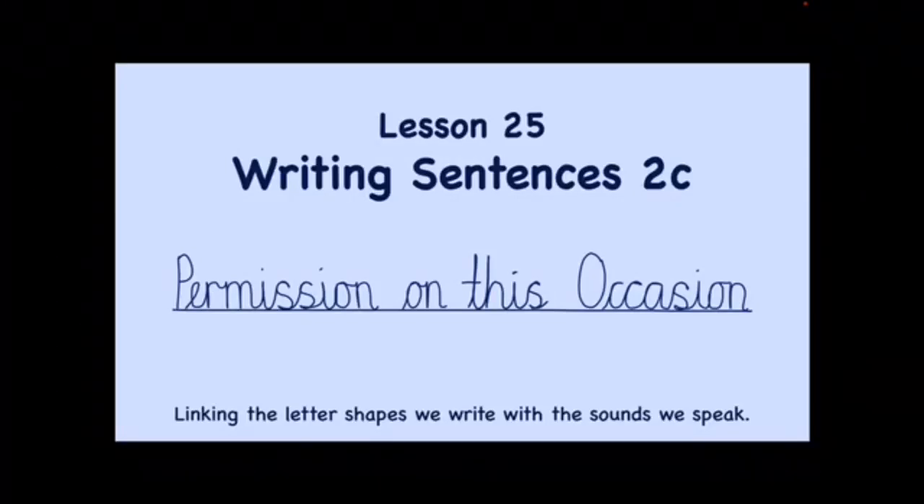Hello again, and welcome to the third part of our investigation into different ways to spell the sound sh. Our title, Permission on This Occasion, gives us the last two versions that we are going to be looking at in these lessons. Lessons that are all about the spelling for final syllables in a word.